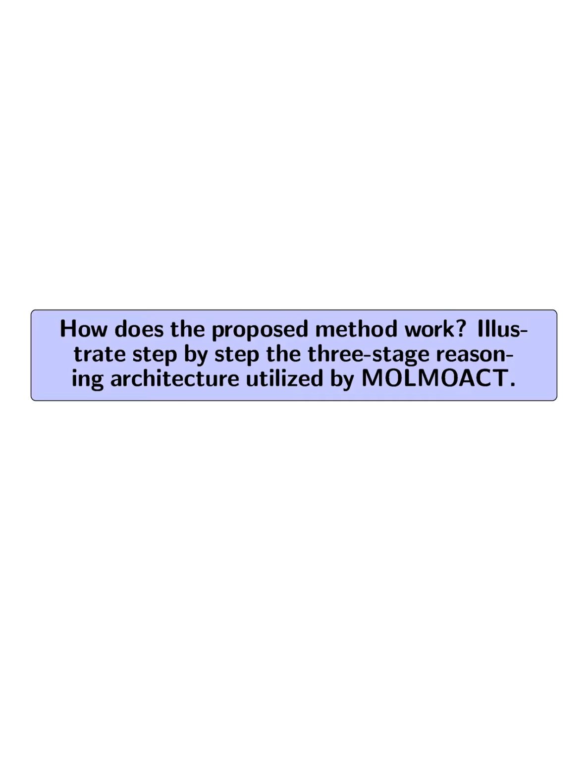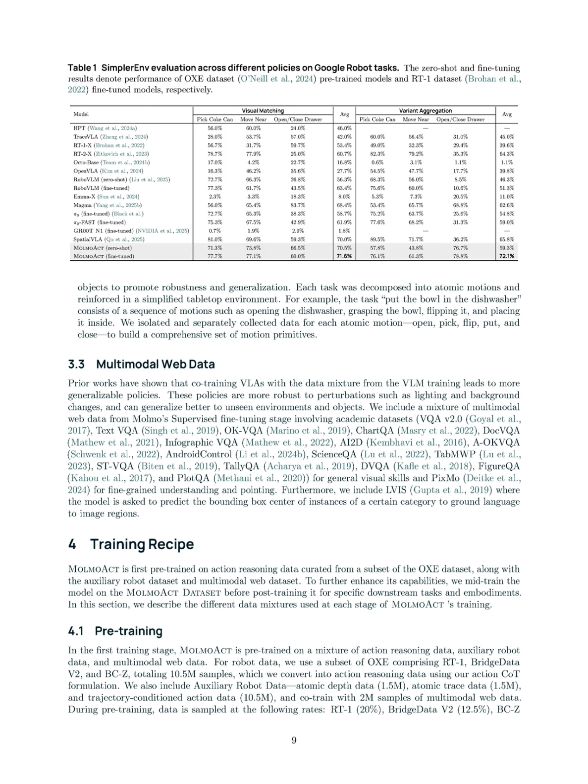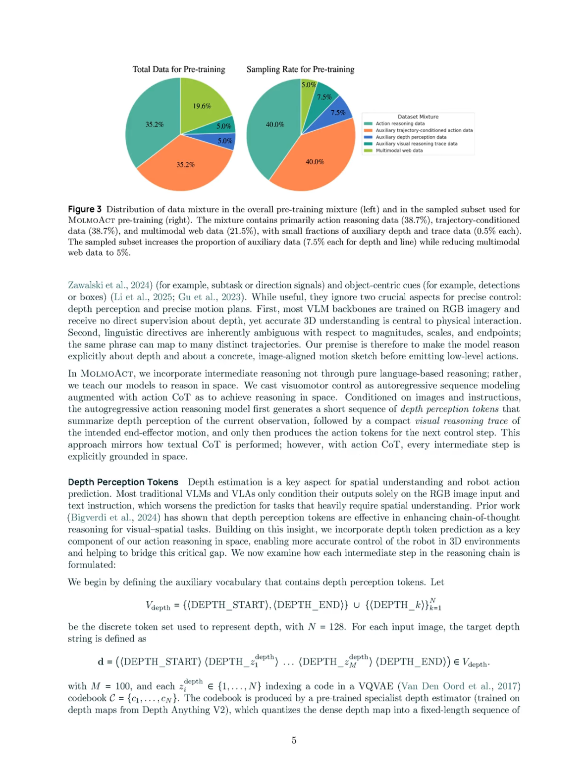How does the proposed method work? Illustrate step by step the three-stage reasoning architecture utilized by MolmoAct. MolmoAct employs a three-stage reasoning architecture to facilitate action reasoning in robotics. First, it encodes observations and language instructions into structured 2.5D representations by generating depth-aware perception tokens through autoregressive prediction. This step enhances the model's spatial understanding, which is crucial for accurate robot control.